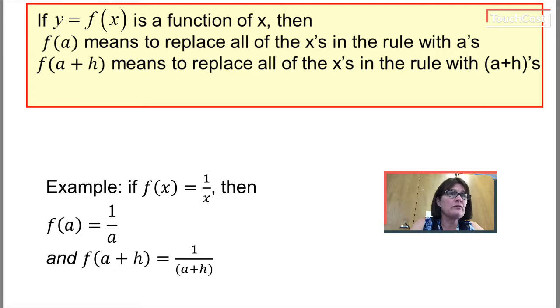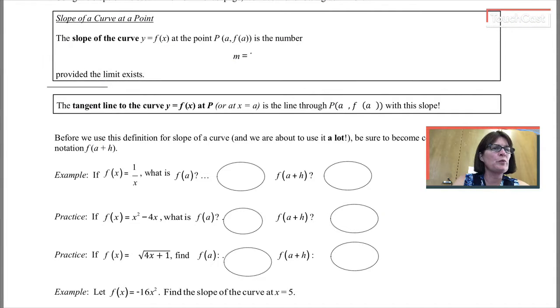If y is a function of x, so f of x is a function of x, f of a means replace all of the x's with a's. And f of a plus h means to replace all the x's with a plus h's. So example here, if f of x is 1 over x, f of a means 1 over a, f of a plus h means 1 over a plus h, f of smiley face means 1 over smiley face, and so on. You get the picture.